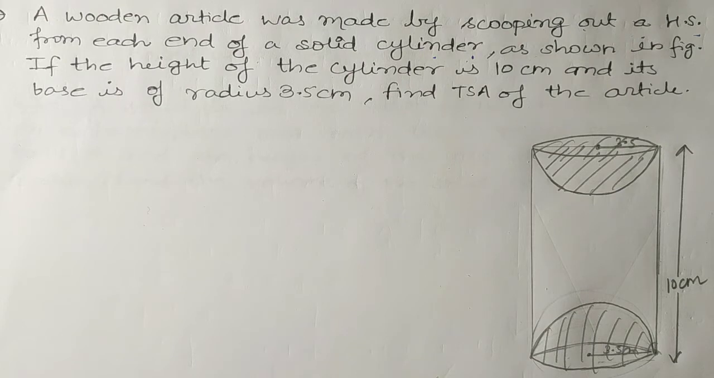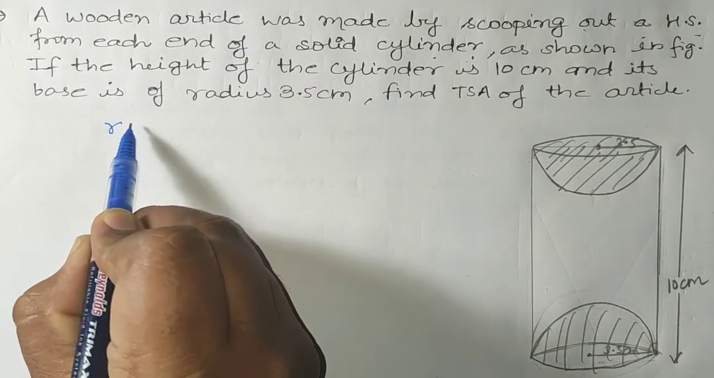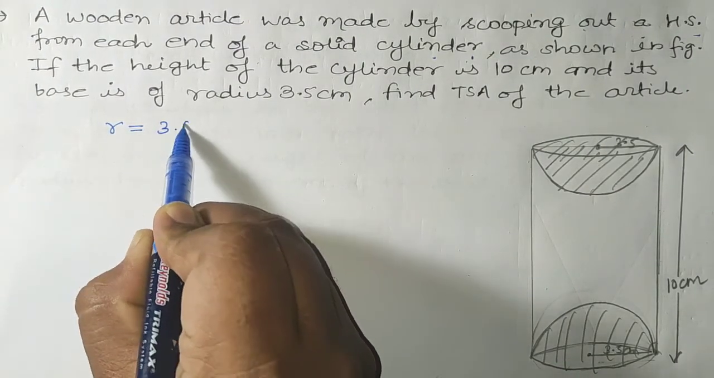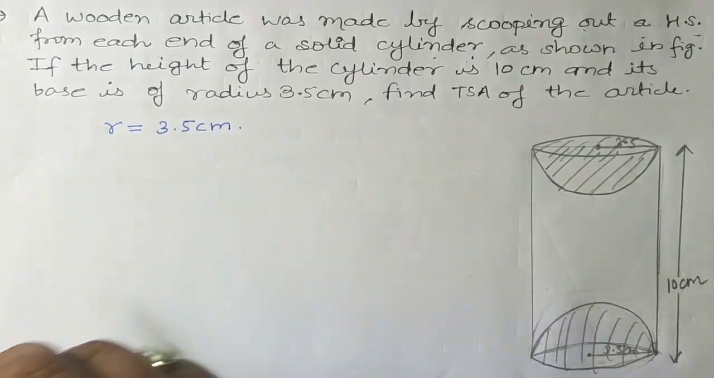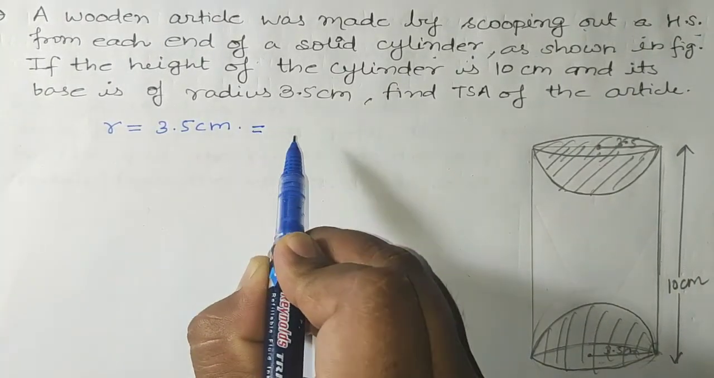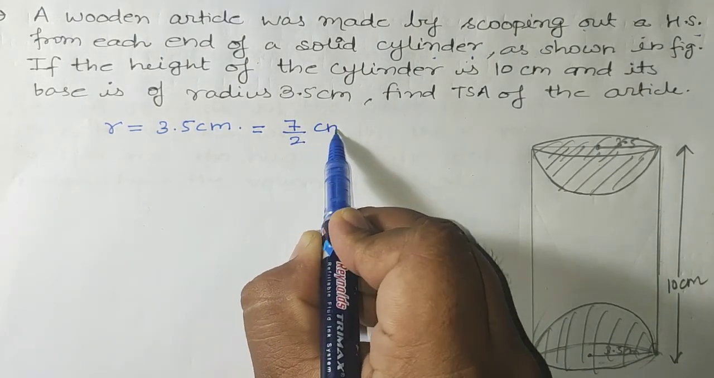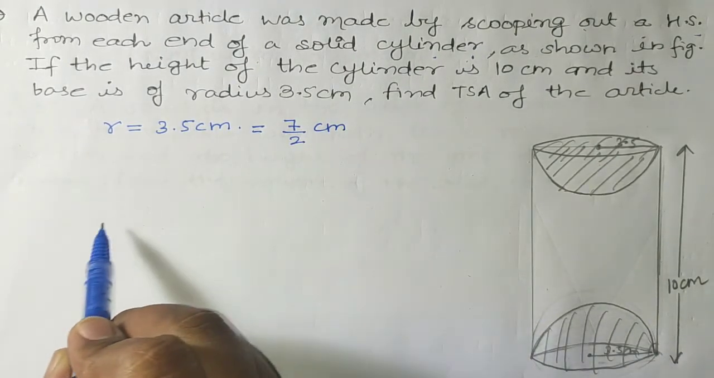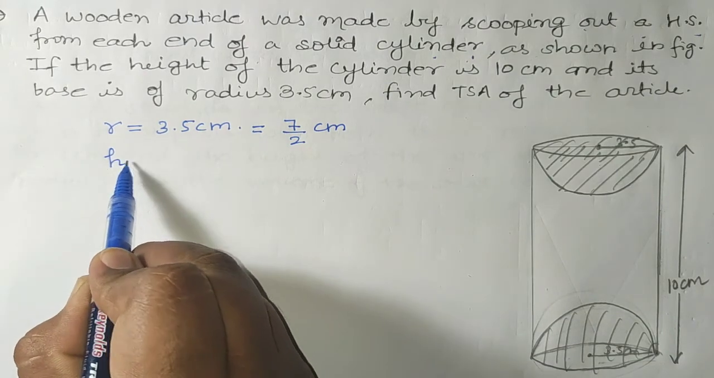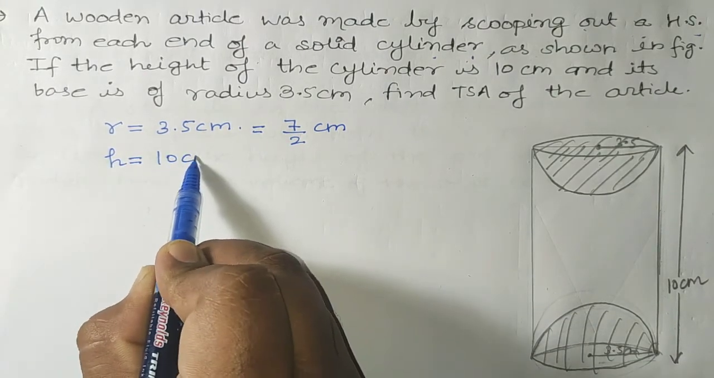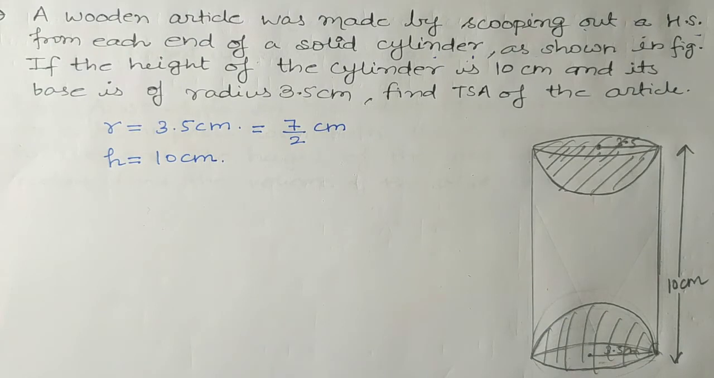So here also, since we have to find the total surface area of the remaining solid, firstly let us see what is given. Radius is given, it is 3.5 centimeter, and 3.5 centimeter we can also write like 7 by 2 centimeter, so that the calculation will be easy. And height of the cylinder is given 10 centimeter.